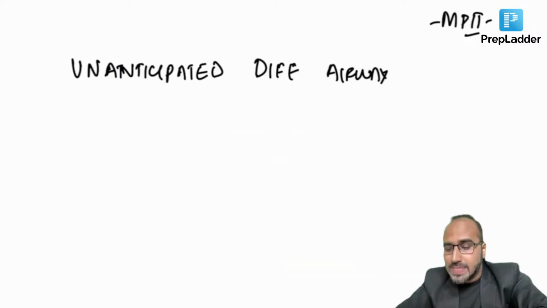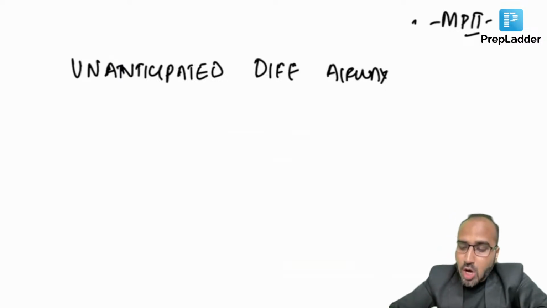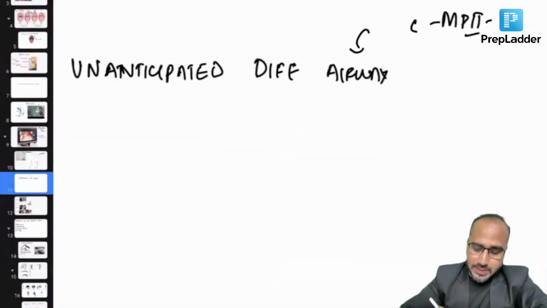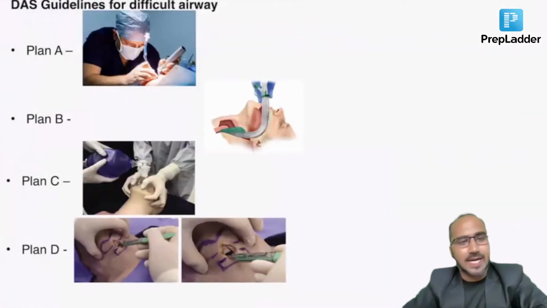If at all a patient comes with a Mallampati classification and on the table you see that the patient has a difficult airway, were you anticipating? No. Unanticipated difficult airway, how will you manage? For that, guys, just look over here. For unanticipated difficult airway, we go for the DAS guidelines, guys. In DAS guidelines, there are plan A, B, C, D.